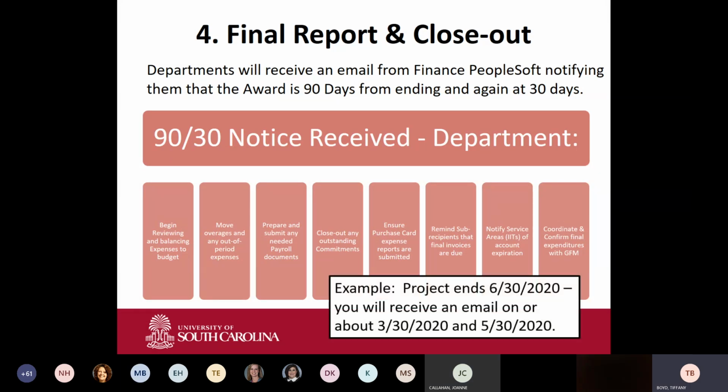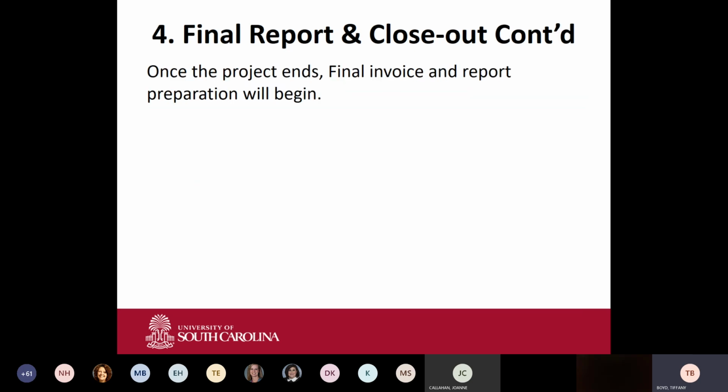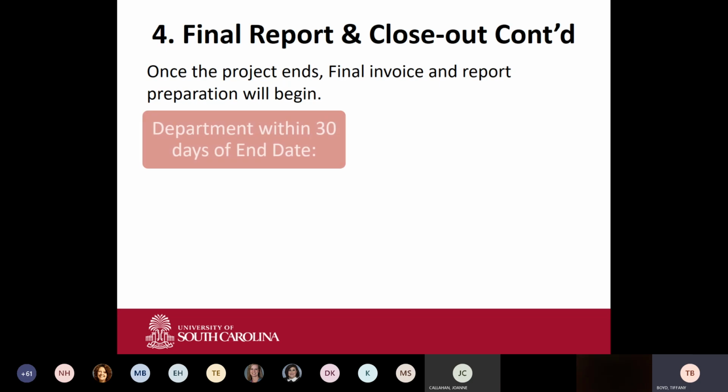So in this example, if you have a project that ends 6:30, you would be getting an email notification from PeopleSoft on 3:30 and then again at 5:30. So then that takes us, now the project has ended and a final invoice and report preparation will begin. At this point, we really want to foot stomp that within 30 days of that end date.